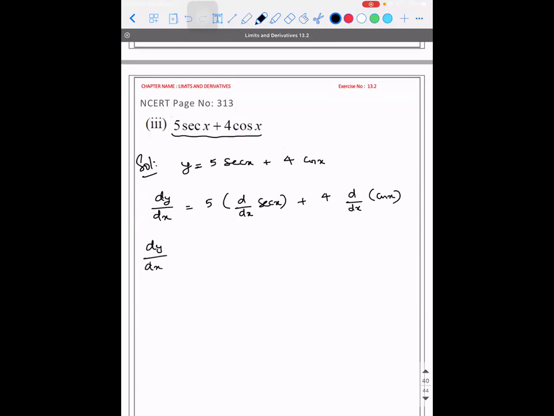So dy by dx is equal to 5 into derivative of secant x, which is secant x tan x, plus 4 into derivative of cos x, which is how much? Minus sin x. So 5 secant x tan x minus 4 sin x is the answer.